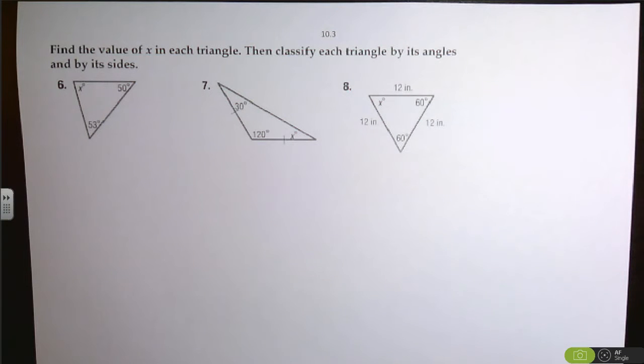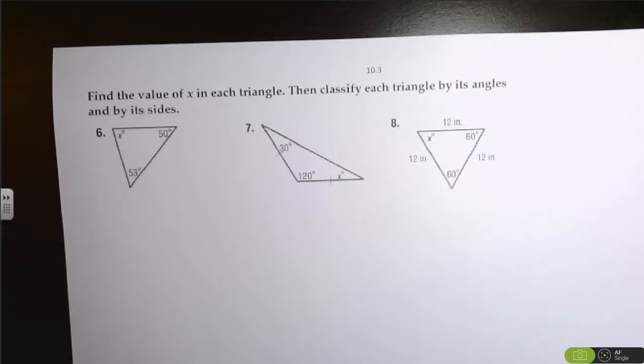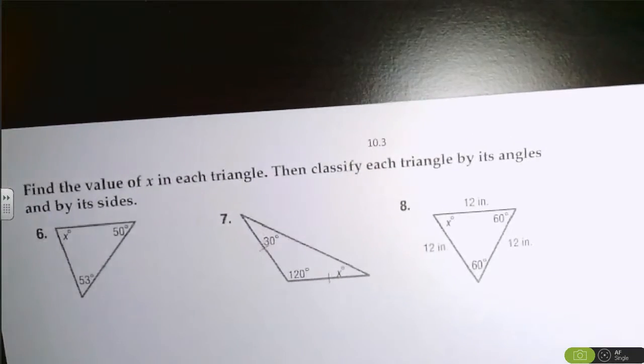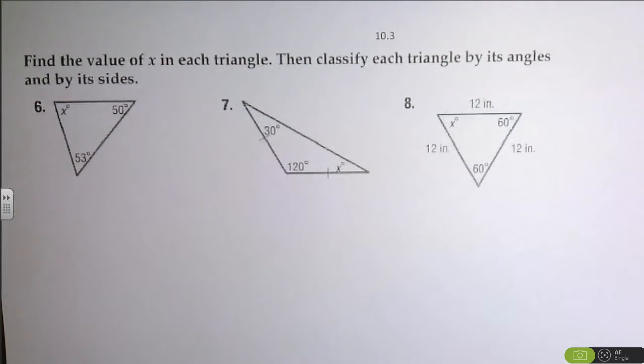Okay, so for 6, 7, and 8, you're trying to solve for the missing angle in the triangle and then to classify the triangle by its sides. Okay, so let me just zoom in a little bit more on this. I can zoom in a little bit better. Yeah, there we go. That fits it on there.